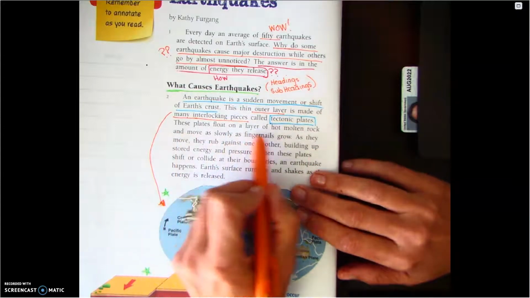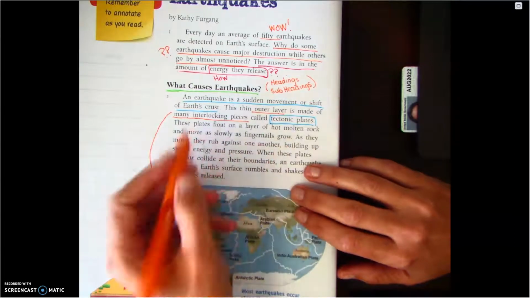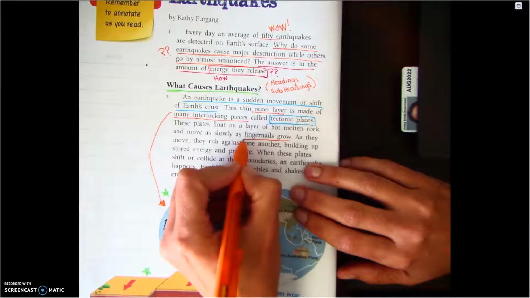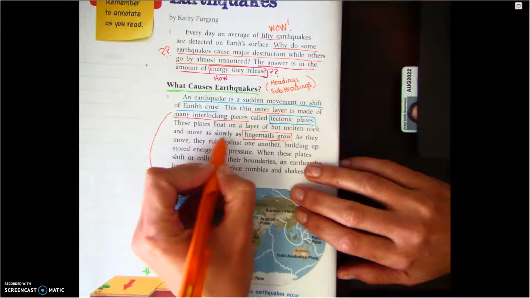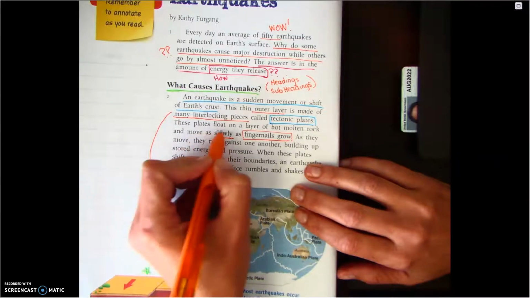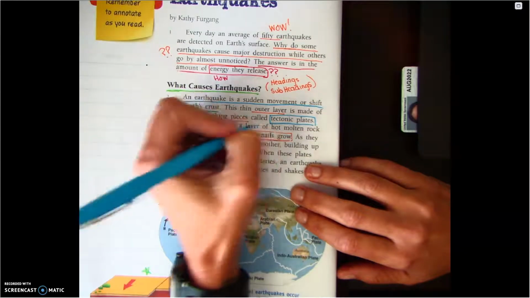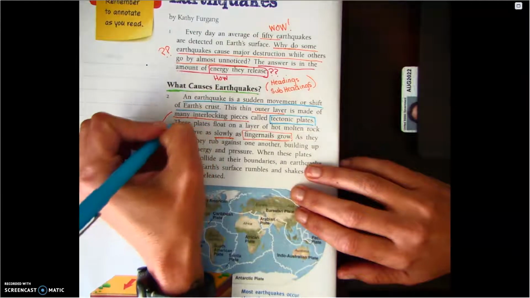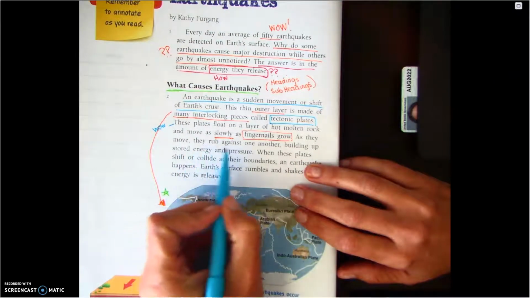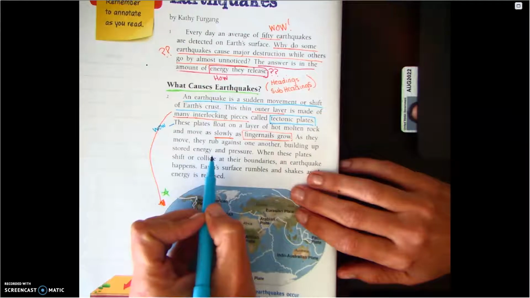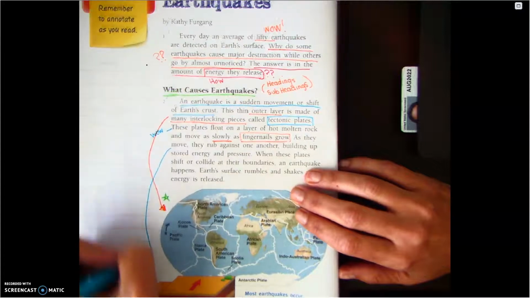These plates float on a layer of hot molten rock and move slowly, as slowly as fingernails grow. Okay, so that I think is trying to tell me how slow it is. So that means these plates aren't moving fast, they're moving slowly. And I didn't know that they floated on a layer. So I'm going to put a little wow here. I didn't know that they floated. As they move, they rub against one another, building up stored energy and pressure. Okay, so I think that goes to this picture right here. This is showing us moving.